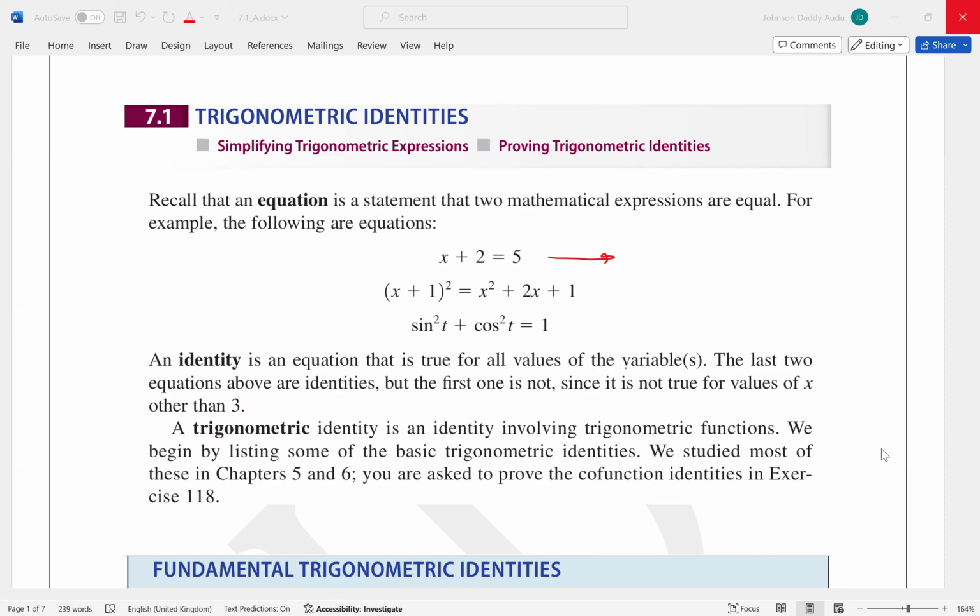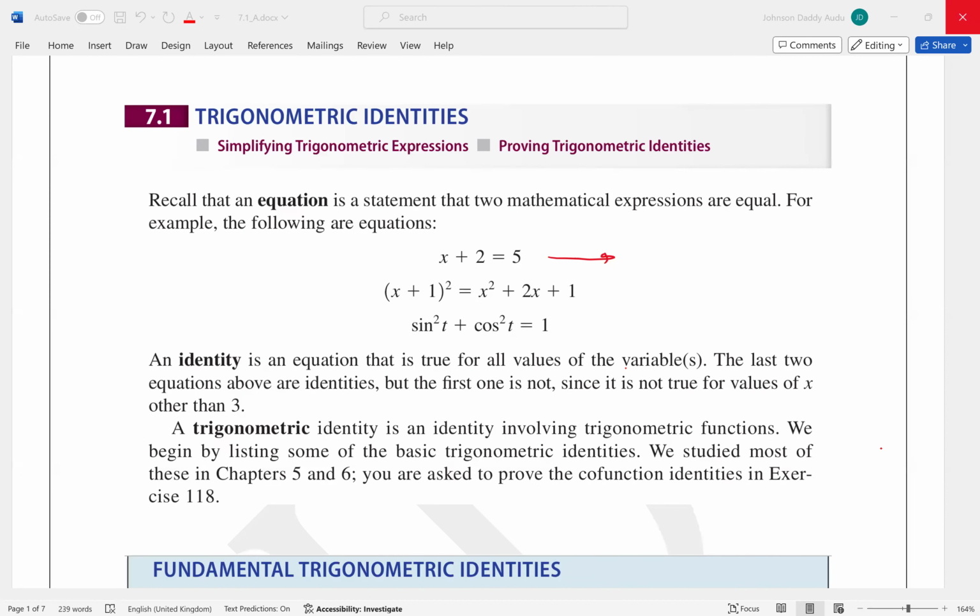So here we'll be looking at trigonometry identities, and we'll be discussing how to simplify trigonometry expressions and how to prove trigonometry identities. But first, we would like to differentiate between an equation and an identity. If you look at this algebraic expression, x plus 2 equals 5, this is an equation, but it is not an identity, because this is only true for some values of x. For example, this is only true when x is equal to 3.